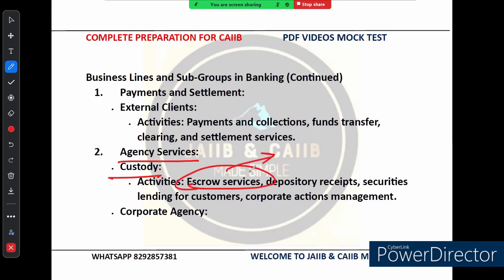What is the meaning of this? This is when the bank holds money or assets until a certain condition is met. So what does the bank hold? The bank holds money, the bank holds assets until a certain condition is met, right? Like in a real estate transaction.